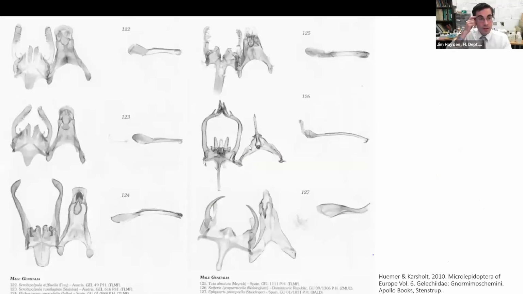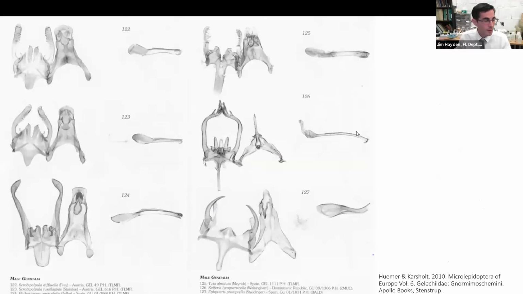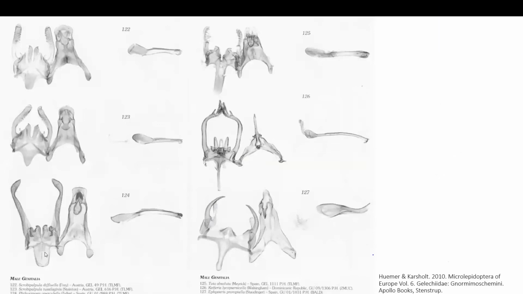Here's a scan of some of the tomato pests in Europe. The Gnorimoschemini in Europe, a fantastic book by Peter Huemer. Down here, there's the potato.